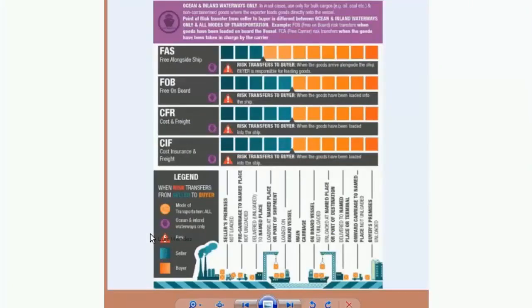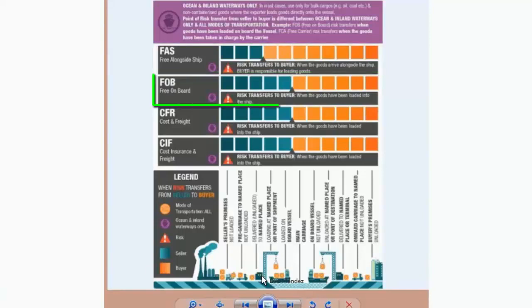the rules for sea transport. So we have the FAS, that is free alongside ship. The risk is transferred to the buyer when the goods arrive alongside the ship. As you can see here in the graphic, when my pen is alongside the ship, that is when the risk transfer happens.